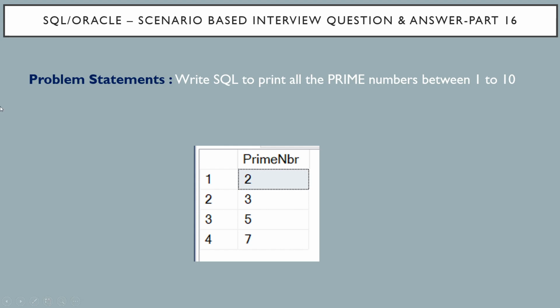First, the problem statement. Write a SQL query to print all the prime numbers between 1 to 10. So if you see the output table, the prime numbers between 1 to 10 are 2, 3, 5 and 7. So we have to write a SQL query which is going to print these prime numbers between 1 to 10. Let's see how we can do this in SQL Server.